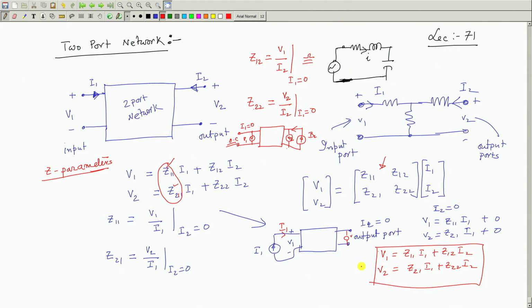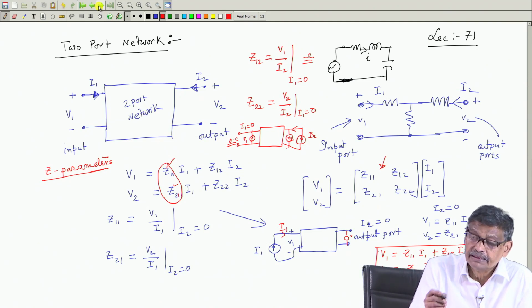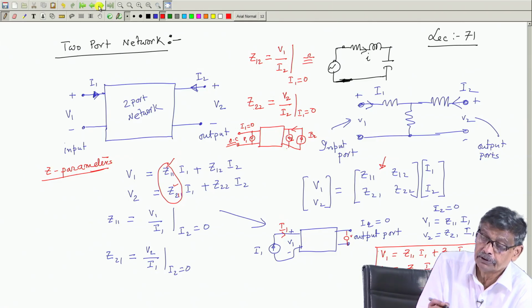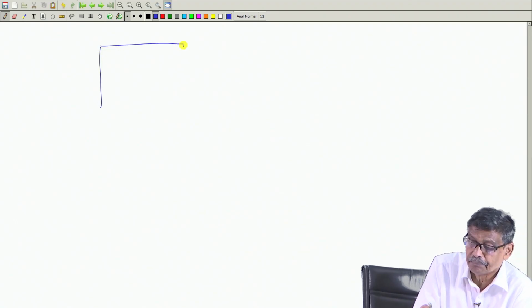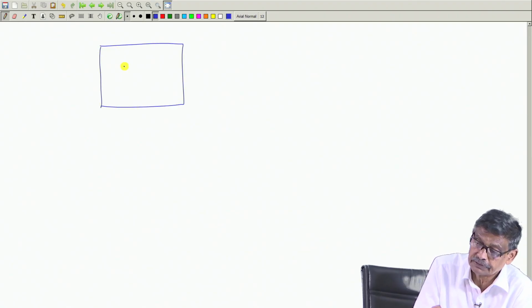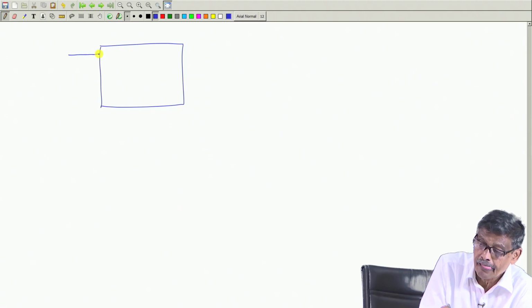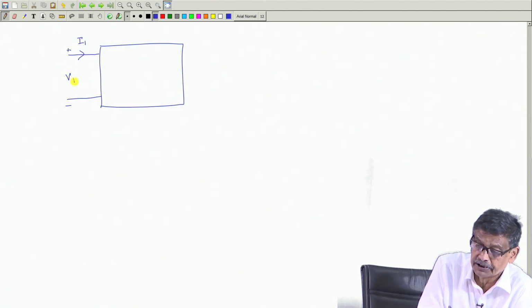Okay. Now, there is another way, there is no restriction. Somebody says that I want to express this 2 port network differently. So, the 2 port network remains the same network. And as I told you, I will always express the terminal voltage and current with this polarity.